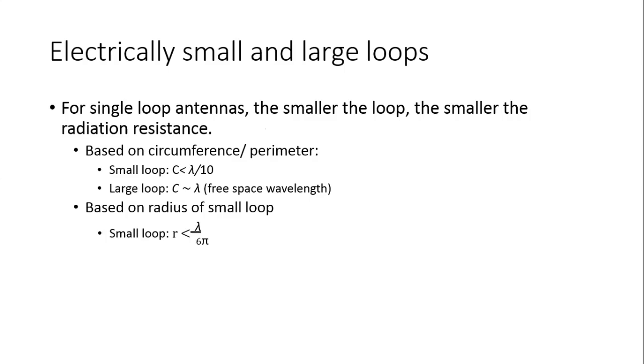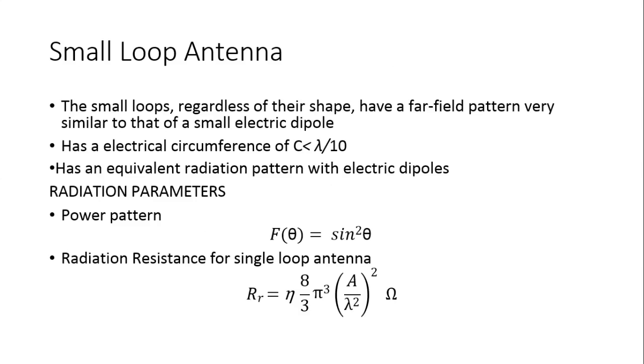Based on circumference or perimeter, for a small loop C is less than lambda by 10, and for a large loop C is approximately lambda, that is the free space wavelength. Based on radius, for a small loop the radius a is less than lambda by 6.5. Small loop antenna: small loops, regardless of their shape, have a far field pattern very similar to that of a small electric dipole, as electrically the circumference C is less than lambda by 10.